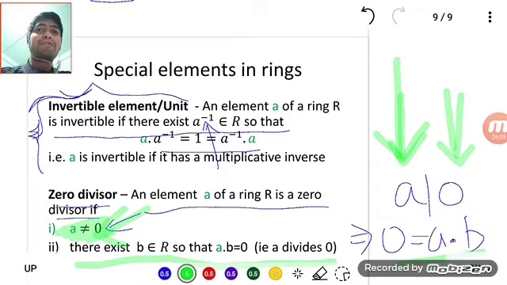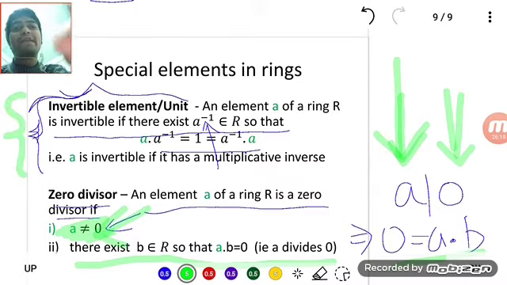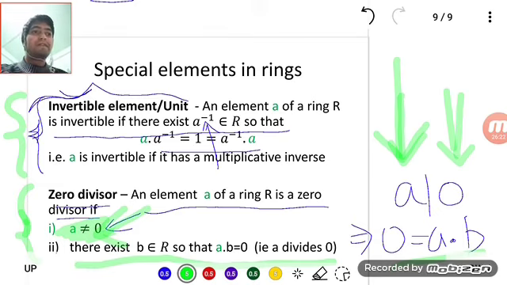In the next class, we will learn about examples. Just keep these definitions in mind. We will be doing examples of rings. We will also be looking at invertible elements, and also we will be looking at zero divisors. Until then, I think that is enough for today.